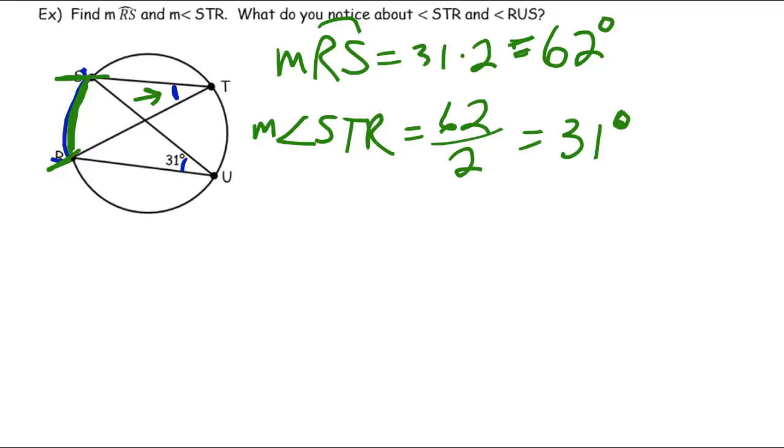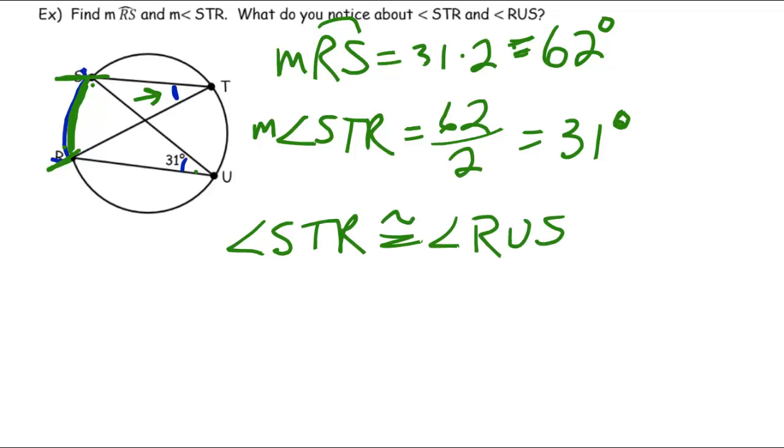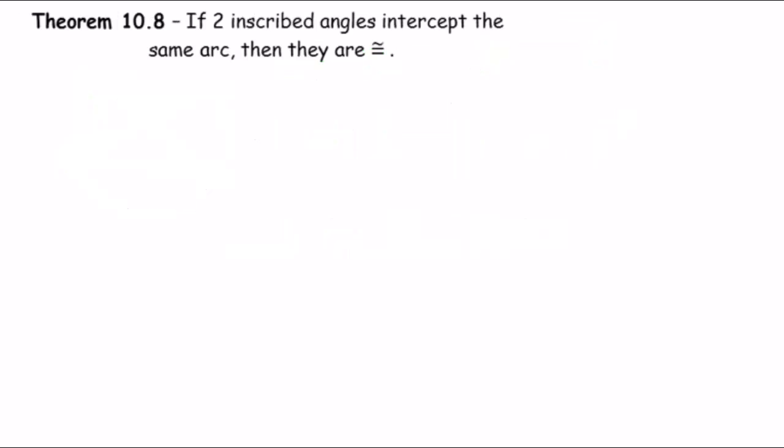And so if you look at the rest of the question, what do you notice about angle STR and angle RUS? They happen to be the same, right? Angle STR is congruent to angle RUS. So let's move to the next slide and think about that for a minute. Here we go. Here's your theorem then that we get from that. If two inscribed angles intercept the same arc, then they are congruent. They have to be congruent. If they intercept the same arc, then they are going to be congruent angles.